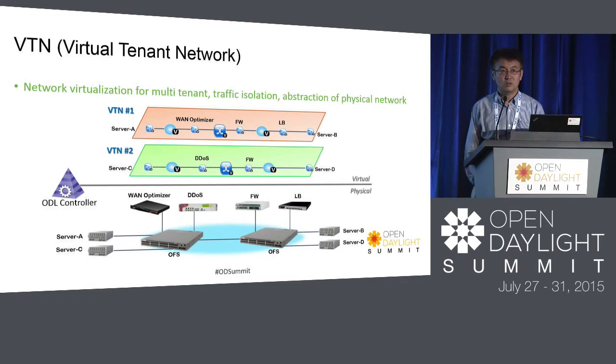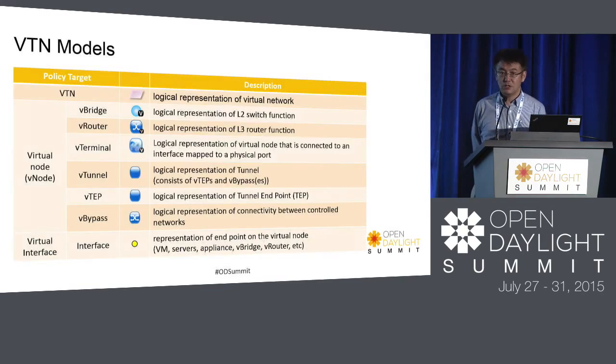In this slide, two VTNs are defined. The first VTN has server A to server B with one optimizer, firewall and load balancer. The second VTN is defined as server C to server D with a DDoS appliance and firewalls. You can see several VTN models in this diagram, which are defined in the next page.